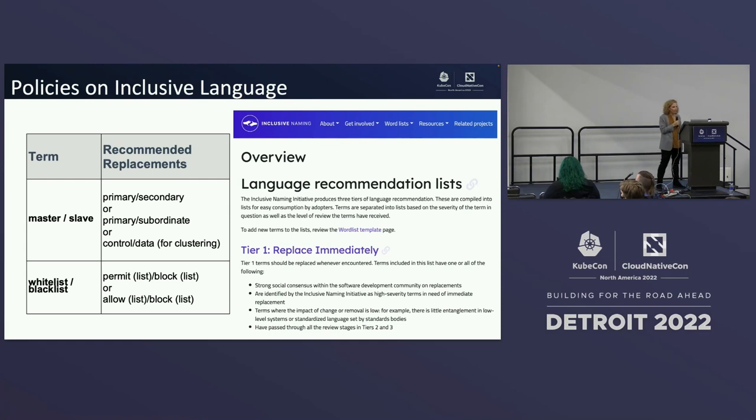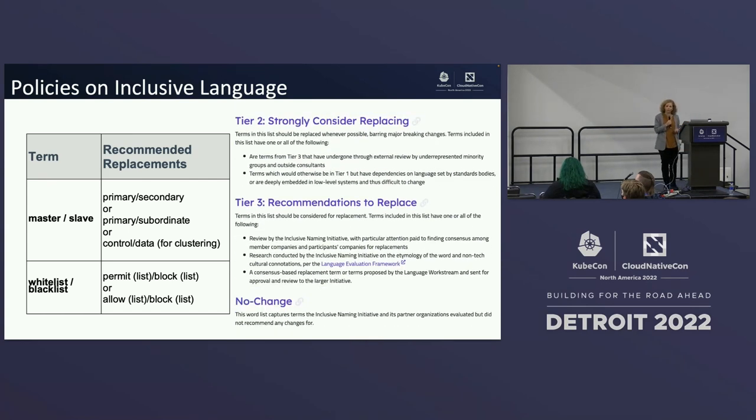But I also wanted to point out the Inclusive Naming Initiative has language recommendation lists. These are word lists that they've actually split into different tiers. So if you're just getting started, if you don't really know where to start, these are a good place to get started or just start people thinking about what words might be the most crucial to think about replacing. So they have tier one, which is replace immediately, and then tier two, strongly consider, tier three, recommendations, and they are continually adding to this list. I have opinions about this, but I do think it's a good place to start.